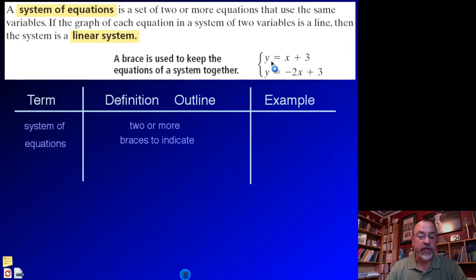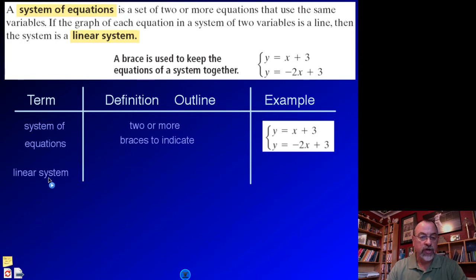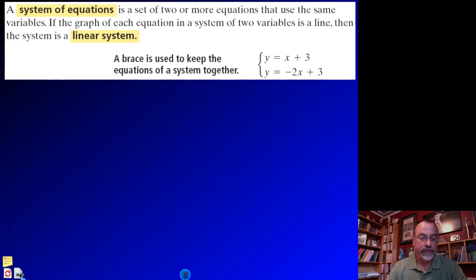That's the only way we would know they were in a system. If we just had two linear equations listed, we wouldn't know they were in a system. So this is a mathematical notation identifying to us that these two go into one system. It also talked about if they are linear equations, then they would be a linear system. So that's what makes a system.